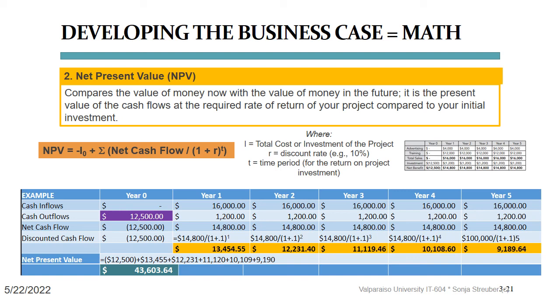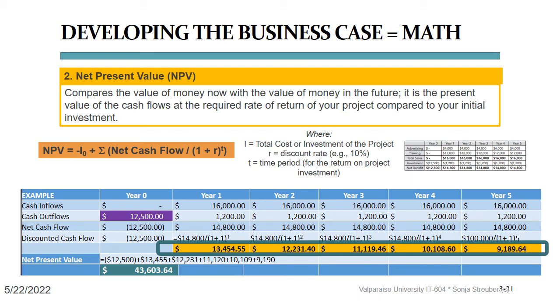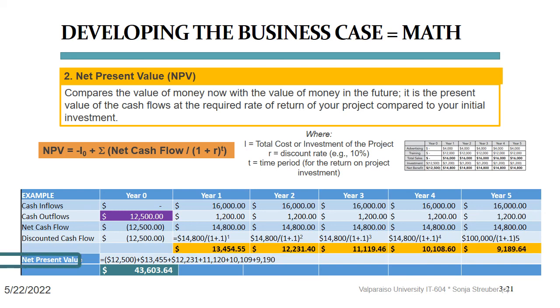Given our numbers from the business case, we see that our discounted cash flow does indeed decrease from year to year because the money loses its value. So what looks like $14,800 in year 5 is worth really just about $9,190. Now we sum up all the values in the orange row and subtract the initial investment of $12,500 in the purple cell, and our result is about $44,000 in the teal cell. That's pretty close to the number in the business case, which also takes into account some other variables that we're not including here.